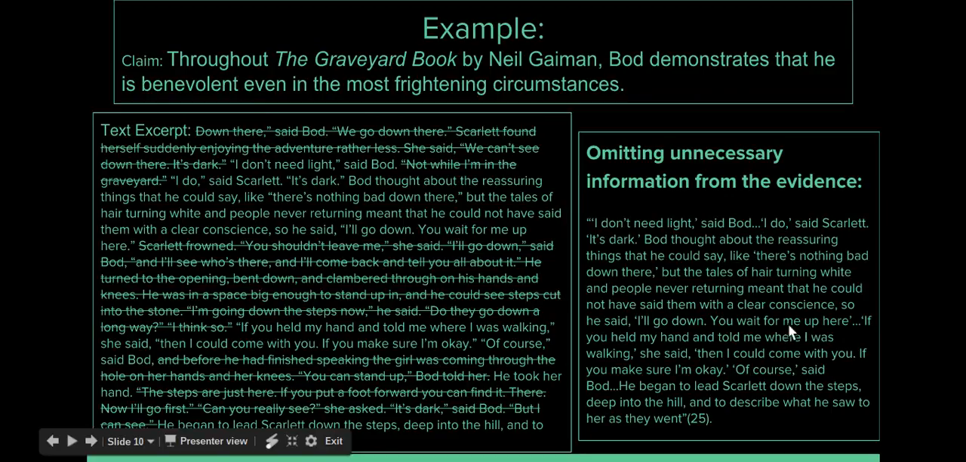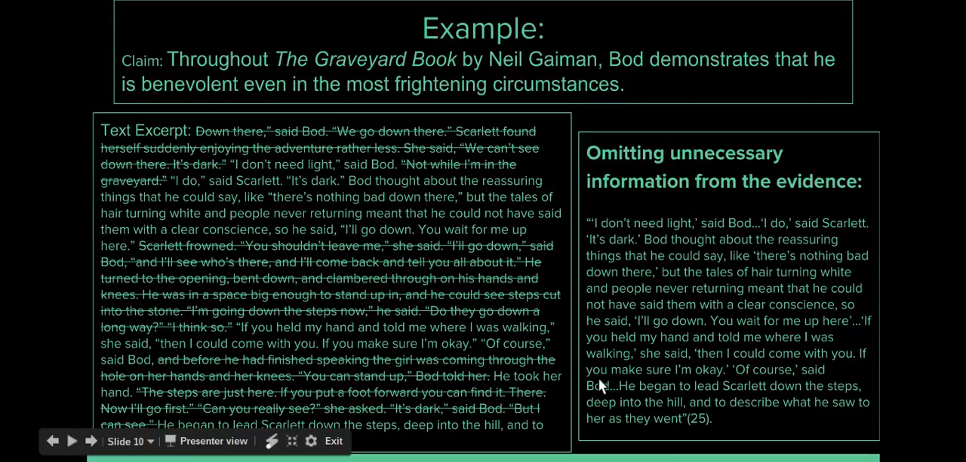So this is another part that I'm using to show how benevolent he is. But I don't need the lines that come right after it, so I'm going to take them out. And I'm going to use an ellipsis to show I'm cutting out part of the text to only show what's necessary. So then I continue. "If you held my hand and told me where I was walking," she said, "then I could come with you if you make sure I'm okay."